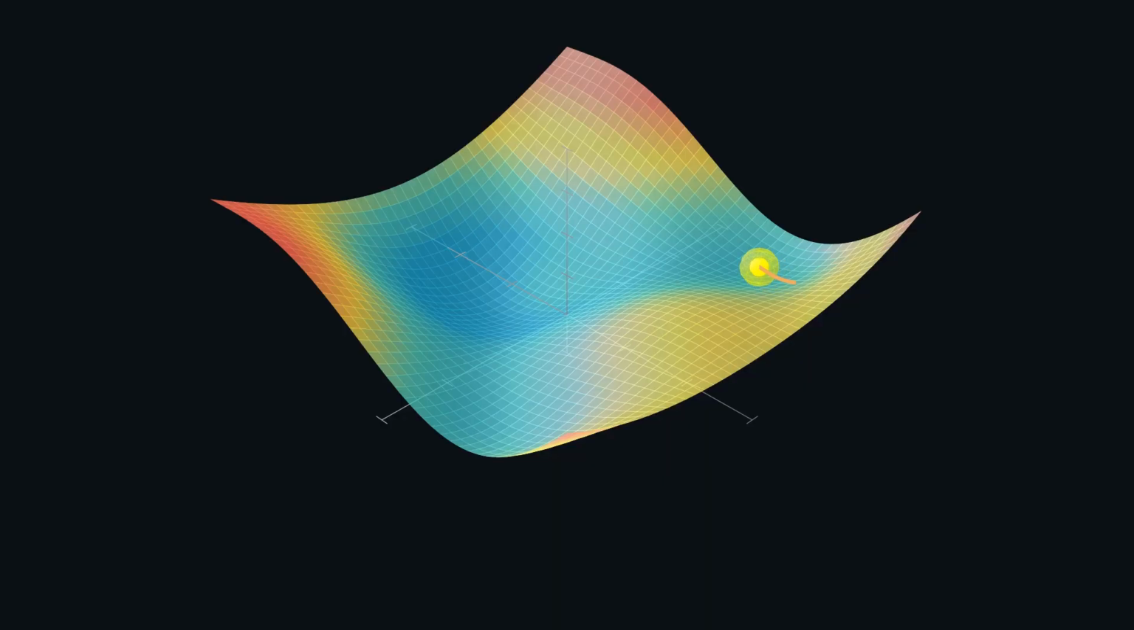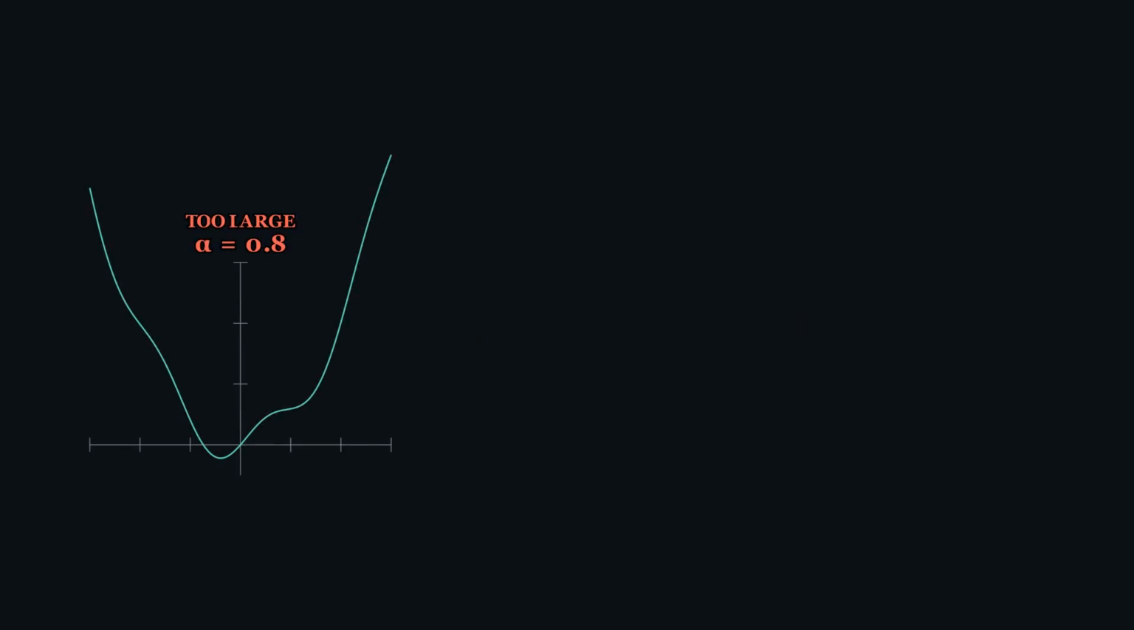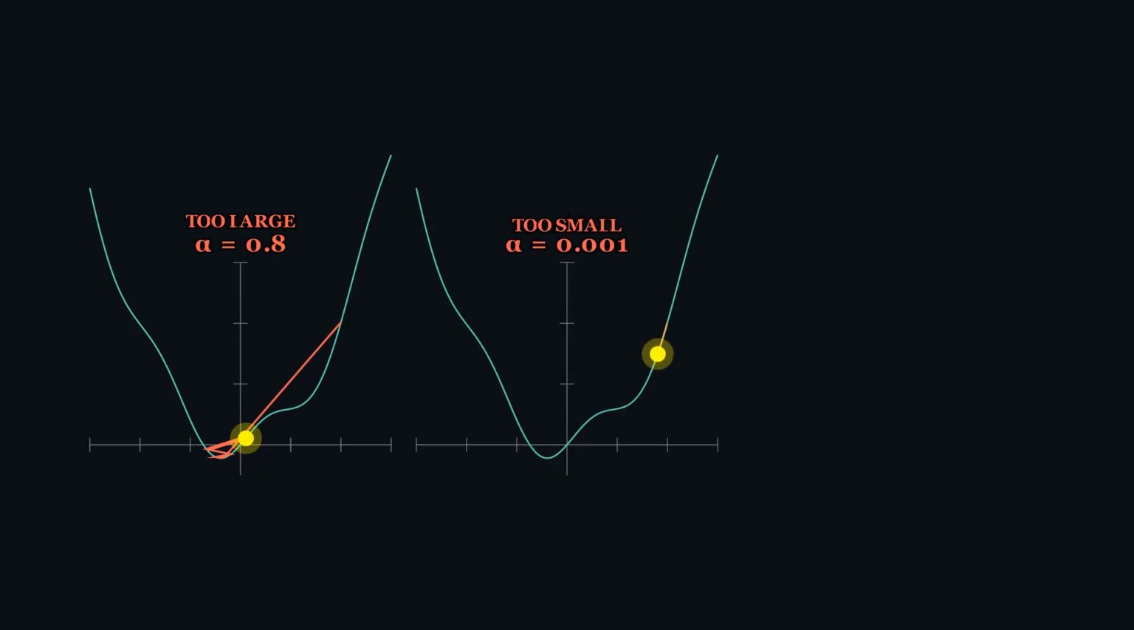The learning rate alpha is perhaps the single most important hyperparameter in all of machine learning. Too large and training explodes. Too small and training takes forever. Let's see why. With a learning rate of 0.8, watch what happens. The step is so large that we overshoot the minimum and land on the opposite slope. The next step overshoots again, even further. The dot is bouncing back and forth and the loss is actually increasing. This is divergence.